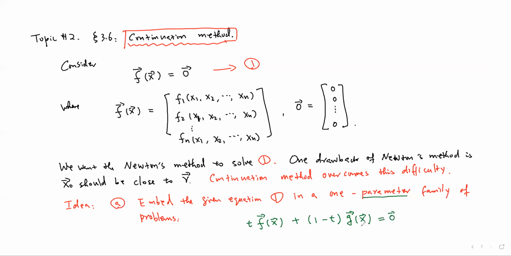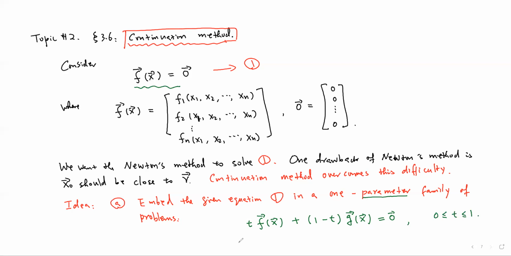What is g? Given by us, given by the user, given by the person who wants to solve this equation. How about t? The range for t is between 0 and 1. Now, the original problem actually is just a subproblem of this equation.